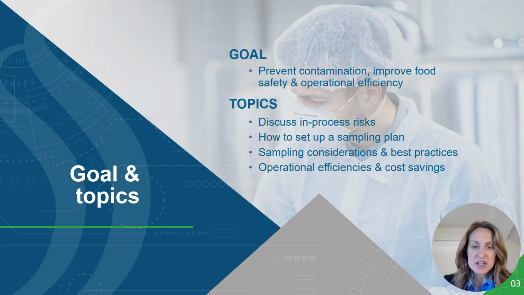The topics or agenda for this presentation: we'll start out with talking about in-process risks, so what you should be looking for in your sampling plan, how to build a sampling plan that mitigates as much risk as possible and takes into consideration product quality and food safety, sampling considerations and best practices, and then last, talking about a couple examples of operational efficiencies and cost savings when it comes to process monitoring.